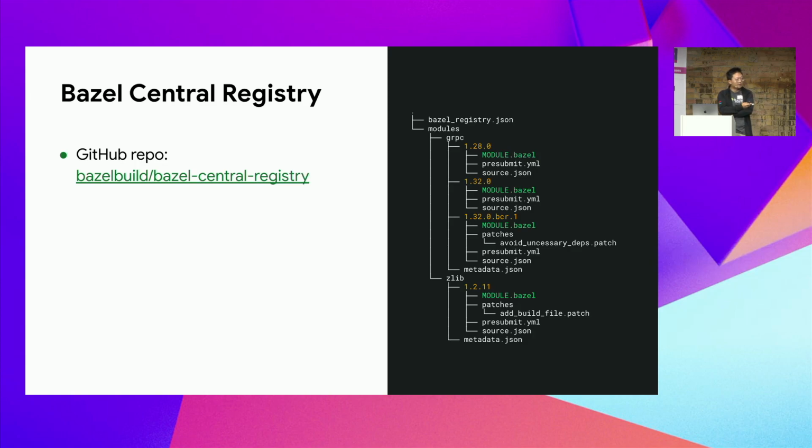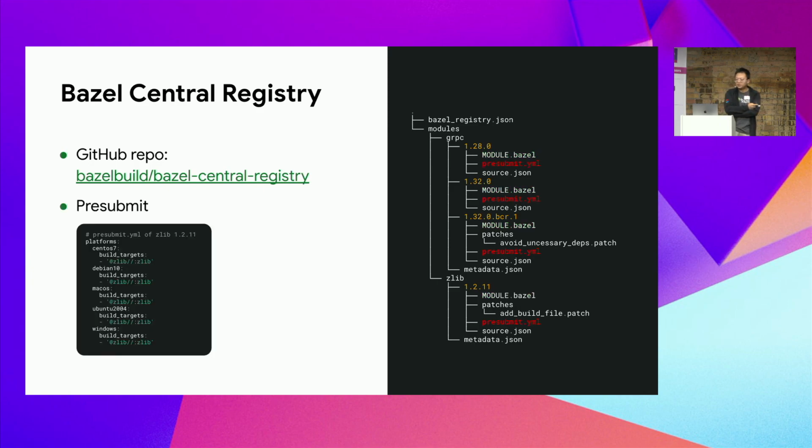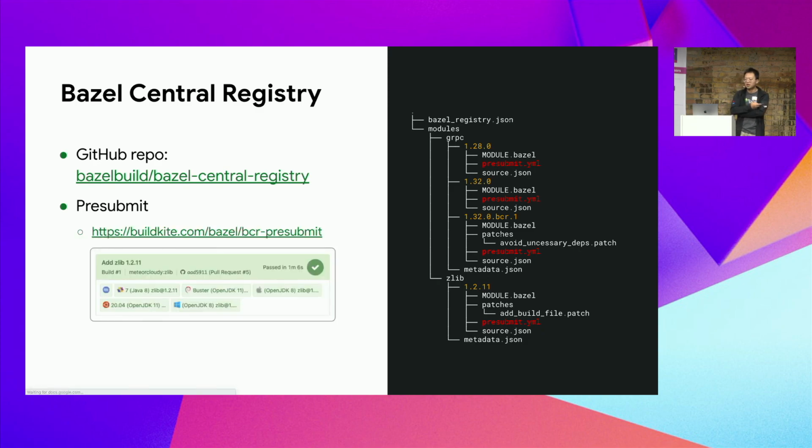But one thing we have to separate out from the source archive is the MODULE.bazel file, because we need that information for dependency resolution. We don't want to download the whole source archive during dependency resolution. So this makes it much faster. And we have a presubmit.yaml file to specify which targets should work. You can also specify additional test targets that you want to run to prove this package actually works. And with the support of Buildkite, we can run the presubmit for each module we check in.